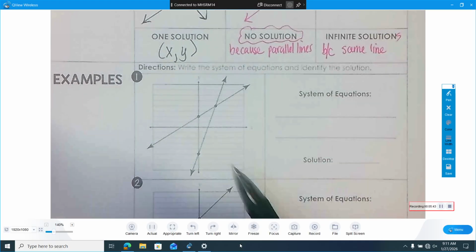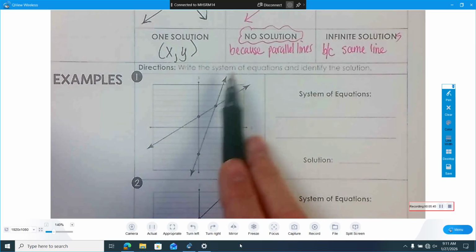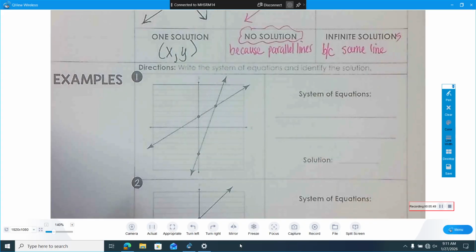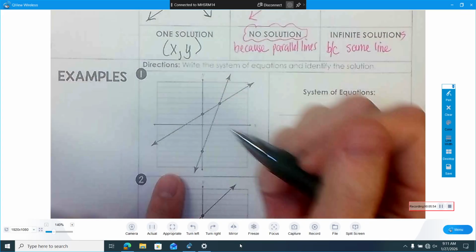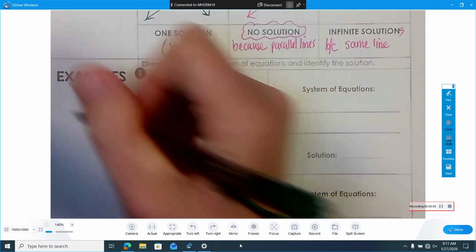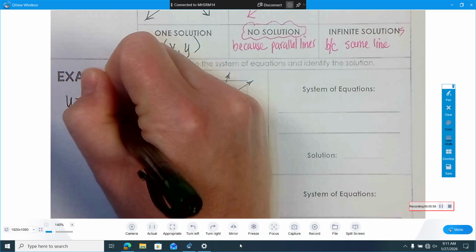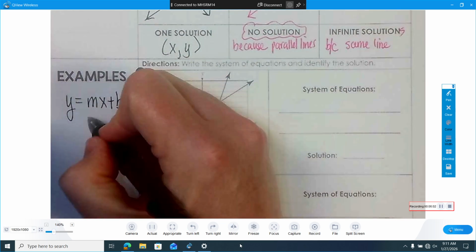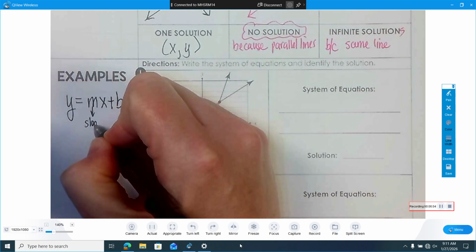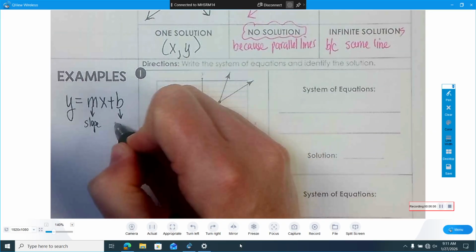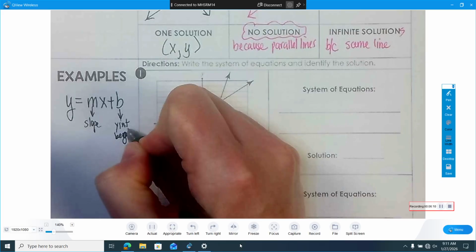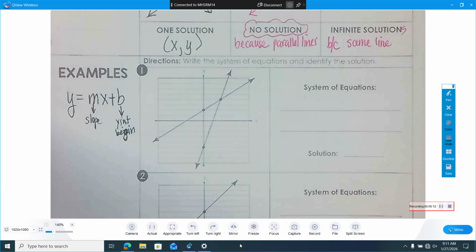Okay, so a couple of examples here, just to get started and sort of refresh our brain. I have two lines, and we're going to write the system of equations and identify the solution, which is kind of a review. So if you remember from our last unit, we had y equals mx plus b. This was slope-intercept form. The m was the slope, and the b was the y-intercept, or the begin point, where we would begin graphing the line.